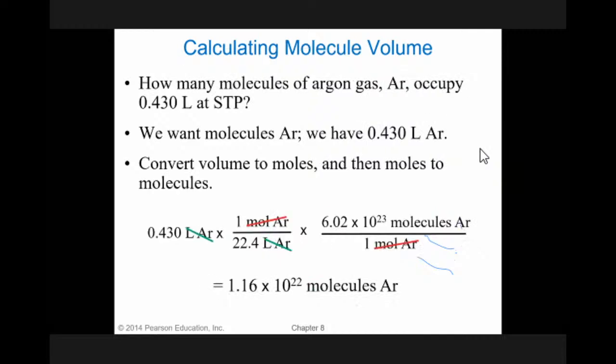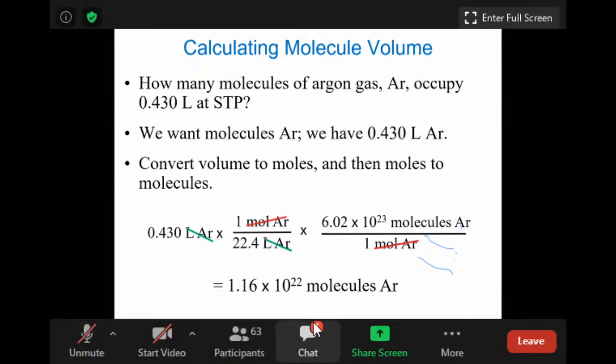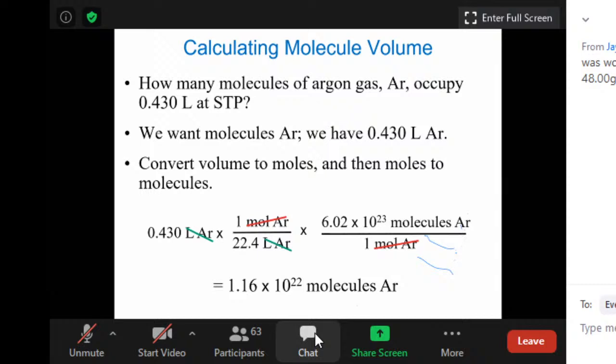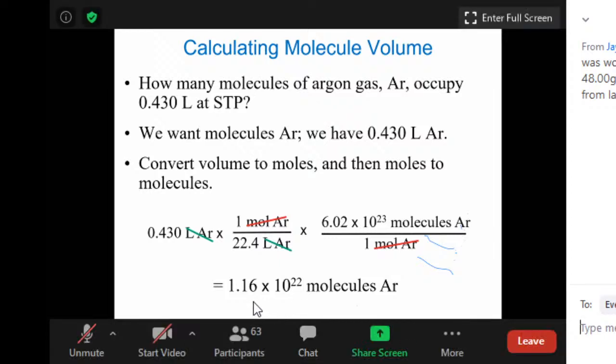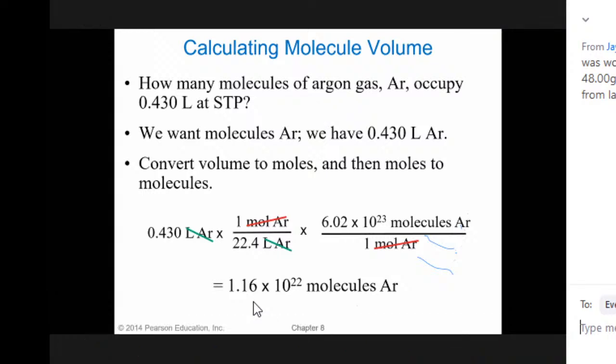Now, here's another question. How many molecules of argon gas, the symbol is Ar, occupy 0.430 liters at STP? So at STP, what they're saying to you is, how many molecules will occupy this volume when the temperature is 0 degrees Celsius, the pressure is 1 atmosphere, and the volume is 22.4 liters. All right. So we want what? Molecules. What do we have? We have liters. So we convert the volume to moles, and then moles to molecules.